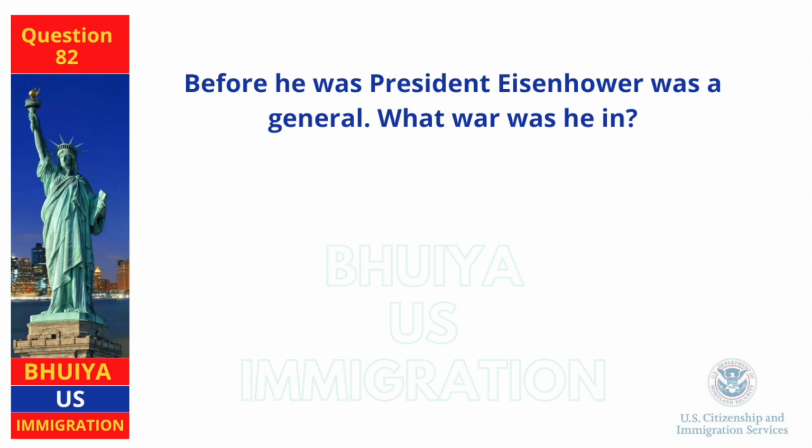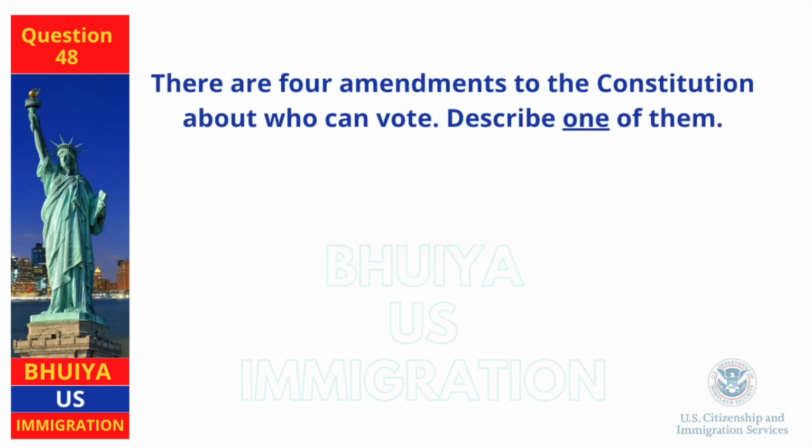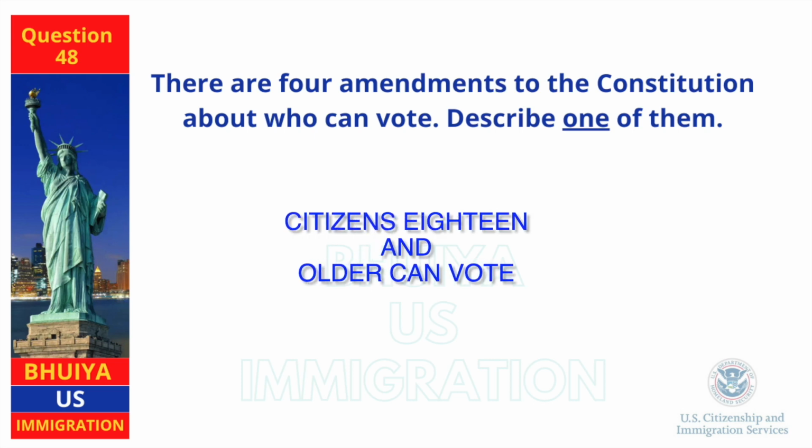Before he was president, Eisenhower was a general. What war was he in? World War II. There are 4 amendments to the Constitution about who can vote. Describe one of them. Citizens 18 and older can vote.